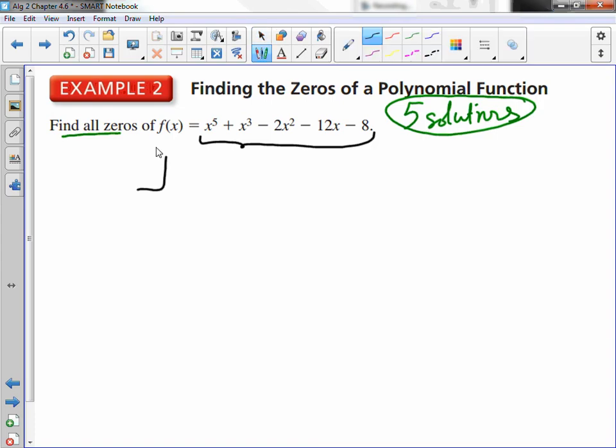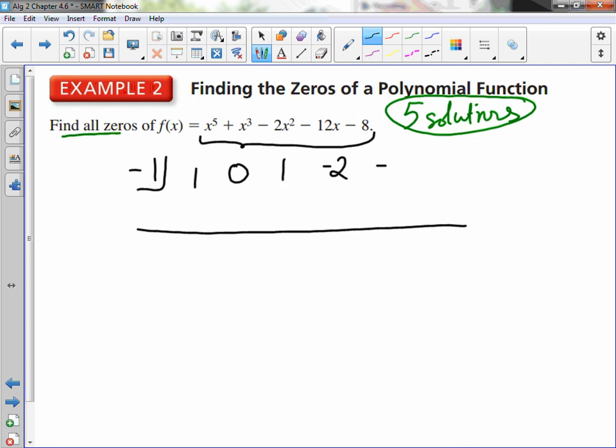So the next thing I would do would be synthetic division. And I'll start off with -1. And when we do this here, we'll have 1 for x to the 5th. And since I don't have an x to the 4th, I'm going to put it as 0. We're going to have 1 for x cubed, -2 for x squared, -12 for x, and -8. Drop the first term. Any questions on this here?